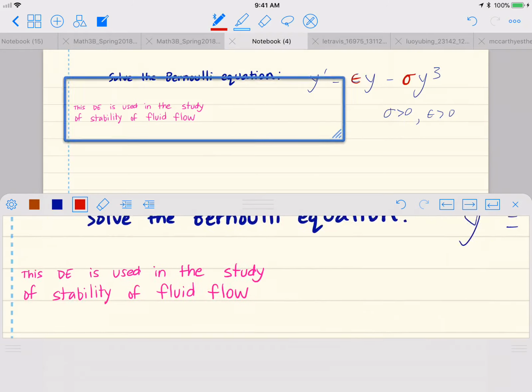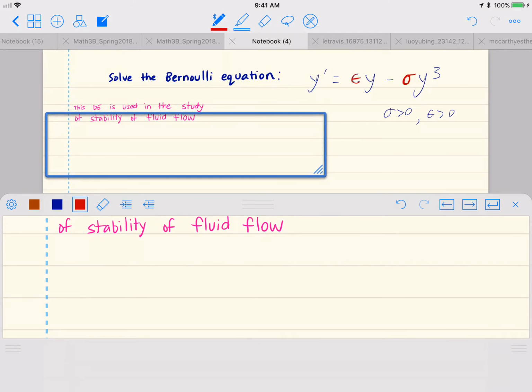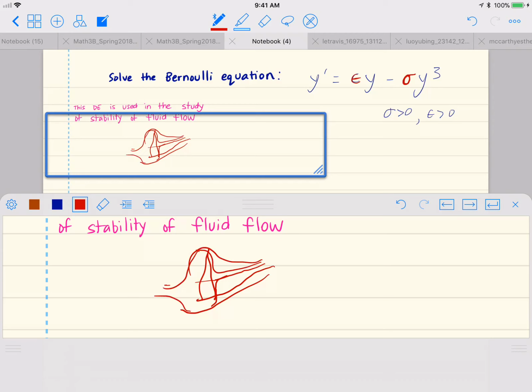A differential equation like this would be used in the study of stability of fluid flow. So, for instance, imagine you've got some object sticking in the water, and you're looking to see how fluid flows around that object, right? If fluid is coming here, it can't just brush through the object. It's going to have to be diverted to move around the object, and sometimes it's going to move here. So the question is, how does fluid flow? It's a crappy picture, but you can kind of get an idea.